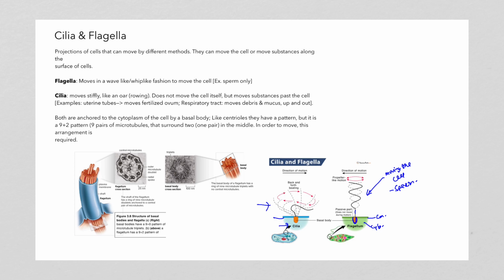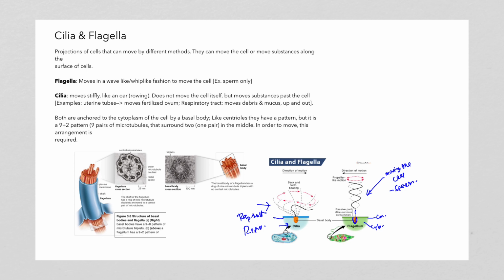This is responsible not for moving the cell itself, but for moving substances across the surface of the cell. All right, so you're going to see the cilia in the respiratory tract, and the reproductive tract, for moving the egg. Now, both of these are going to be anchored to the cytoplasm of the cell by that basal body.